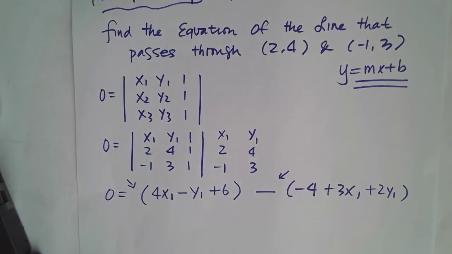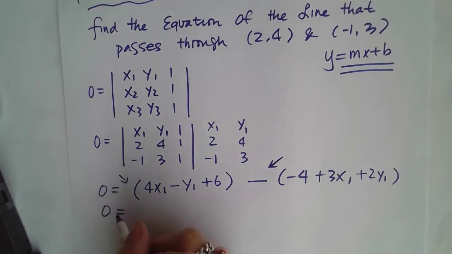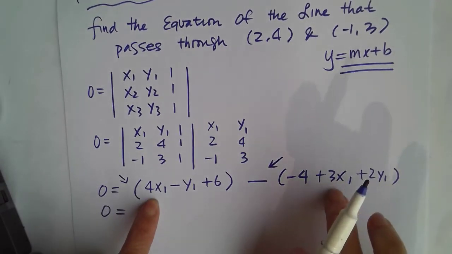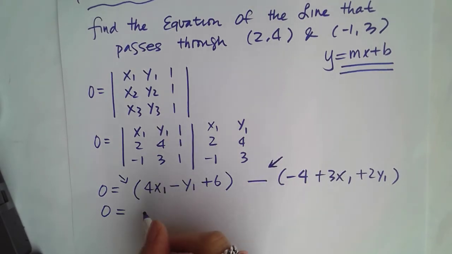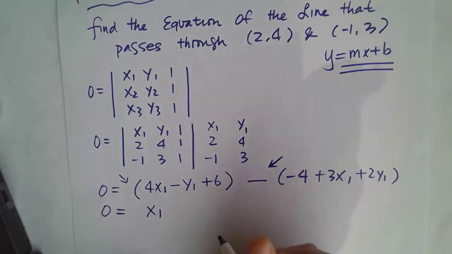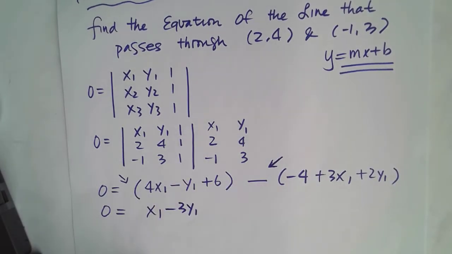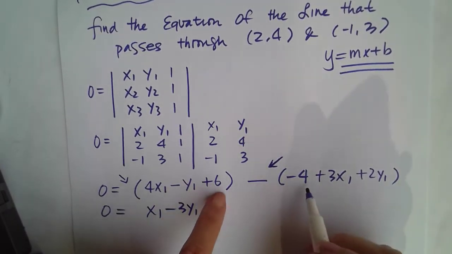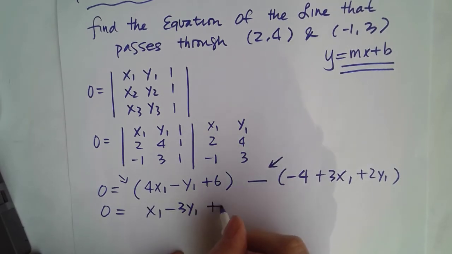Does that look good to you? If I make any calculation errors, just make sure you tell me, okay? Because I know that I could make some calculation errors. All right, so 0 is equal to 4x1, -3x1, right? So it's going to be 1x1, -y1, and we have a -2y1. So we got -2y1, 3y1, I'm sorry, and 6 plus 4, so it's going to be 10.